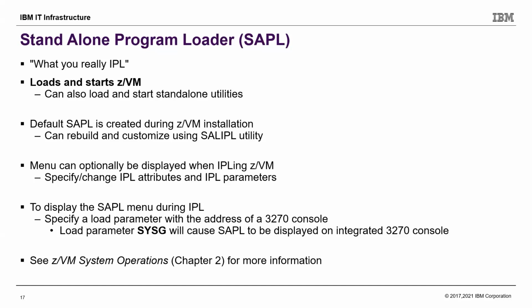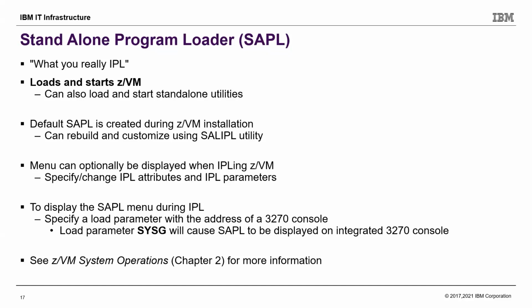So that ESA IO tool that I mentioned, you can do standalone DDR, I think CP format XA. There are several utilities that you can run standalone before you bring your system up, and you can use the loader program to run those. Okay, so the default loader program is created when you install z/VM. There's a utility called SAPL that builds the loader program and writes it on disk.